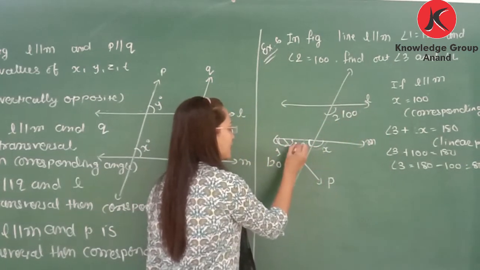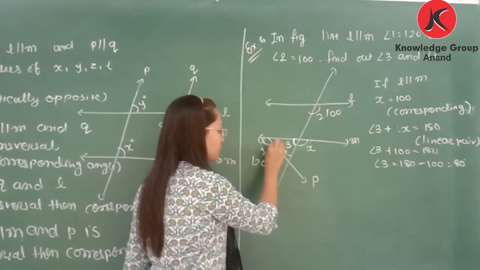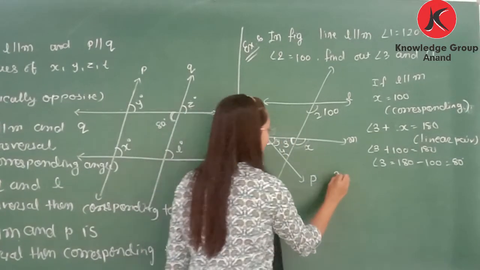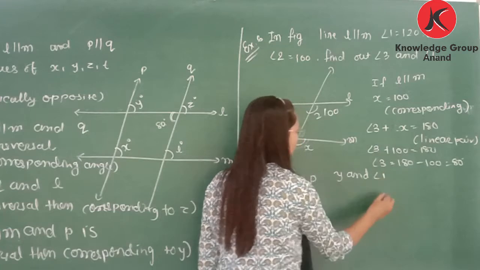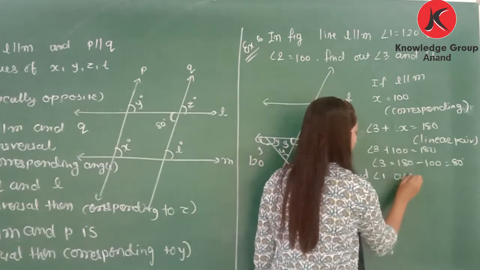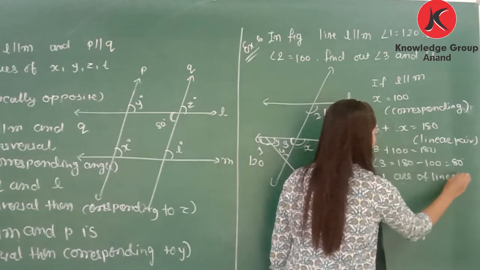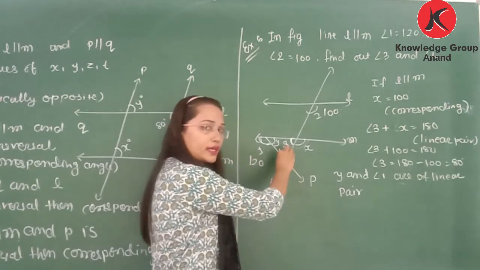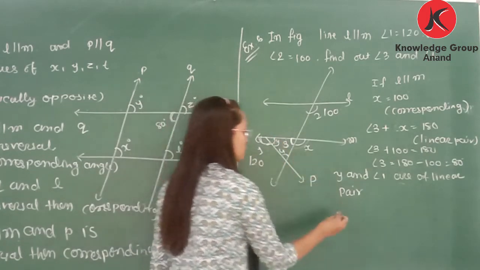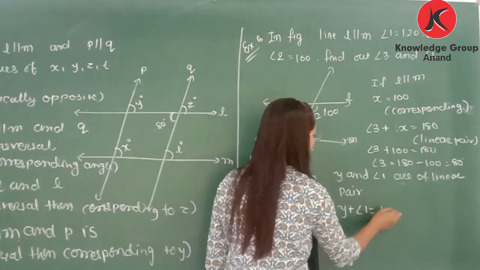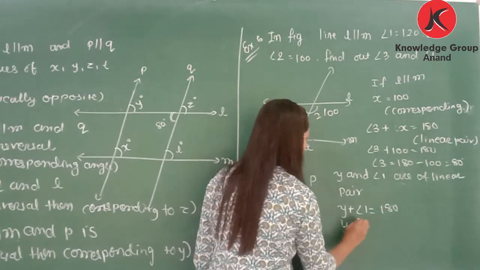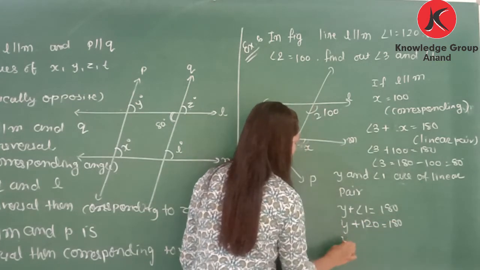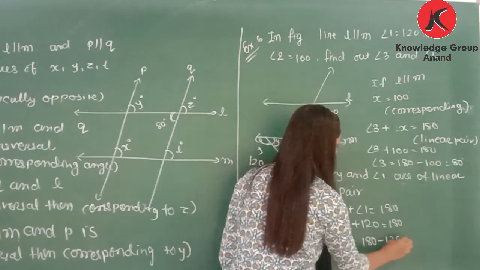Now we can find this angle. Let's say this is y, the interior angle next to angle 1. So y and angle 1 also form a linear pair. Because we need to find angle 4, we find y first. So y plus angle 1 is equal to 180. Angle 1 is 120, so y is equal to 180 minus 120, that is 60.